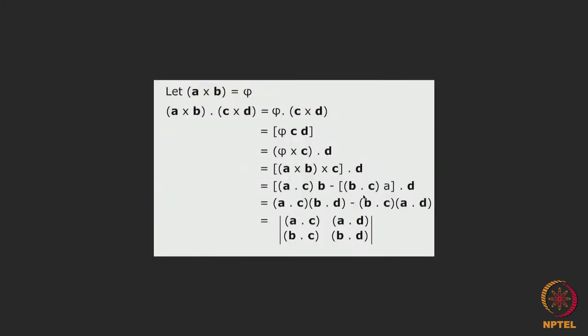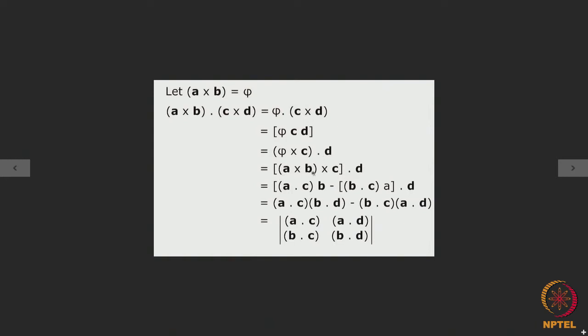Some few more vector operations, somewhat a little bit more complicated ones. Say for example, we want to find out dot product between a cross b and c cross d. Well, of course, this will be a vector, this will also be a vector. So, how we do it? Say a cross b is equal to the vector phi. So, this product will be phi dot c cross d, and naturally it can be written as a box product phi c d.